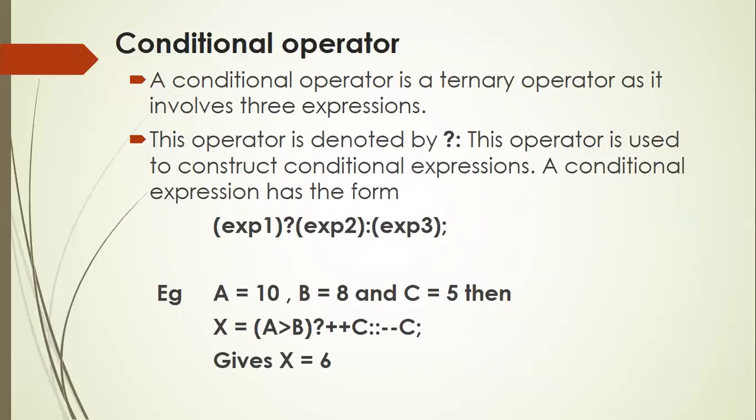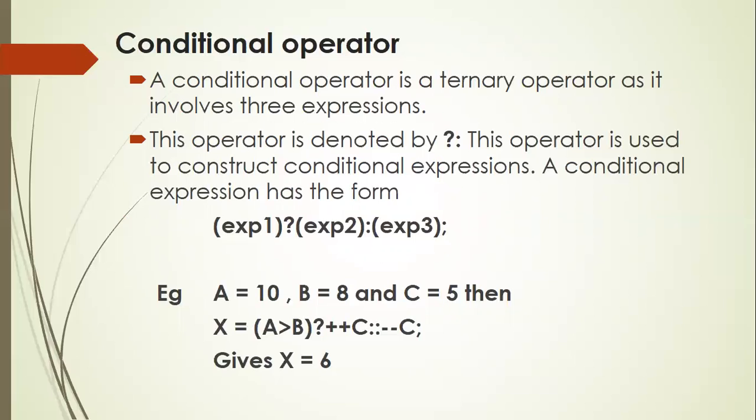How it is evaluated is, first expression 1 is evaluated. You should remember that expression 1 is either a relational expression or a logical expression. We know the type of value a relational expression or a logical expression gives: the value true or false. If the expression 1 value is true, then expression 2 is evaluated. Otherwise, expression 2 is not evaluated. That means if the expression 1 value is false, without evaluating expression 2, it evaluates expression 3.